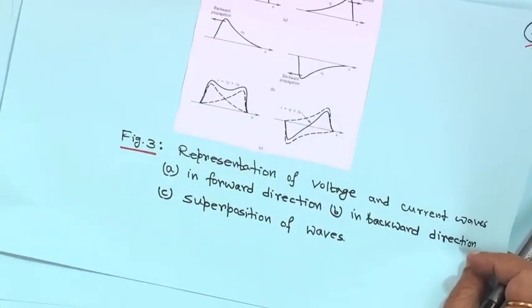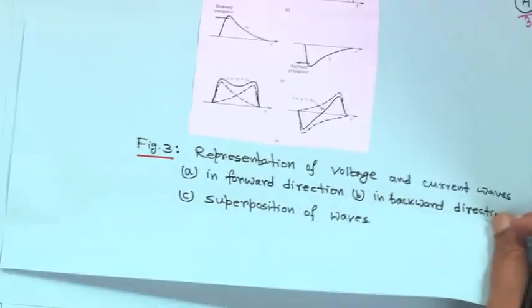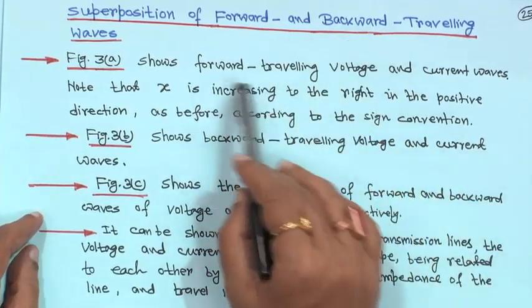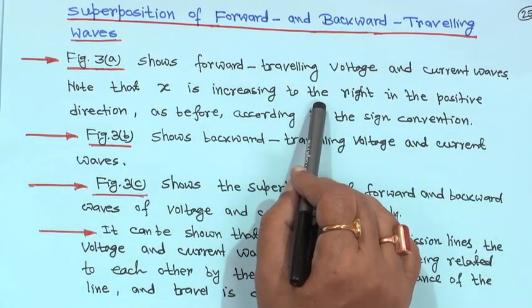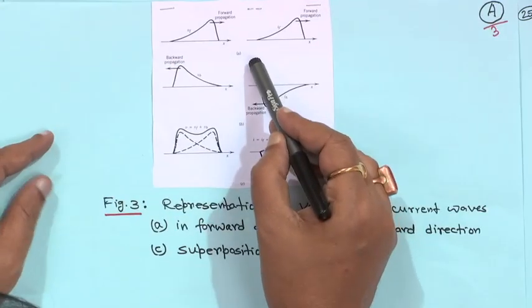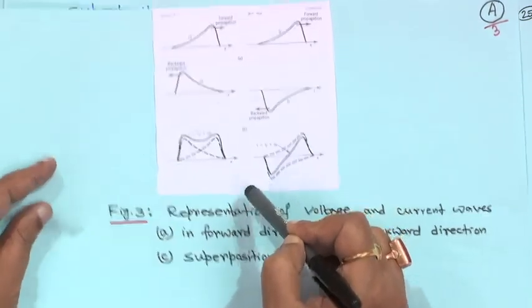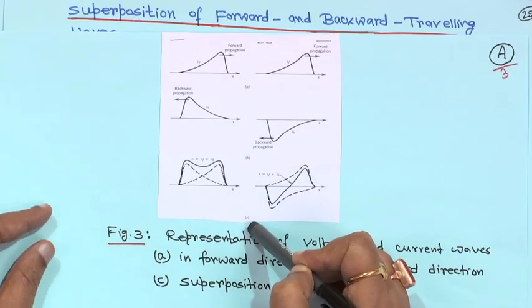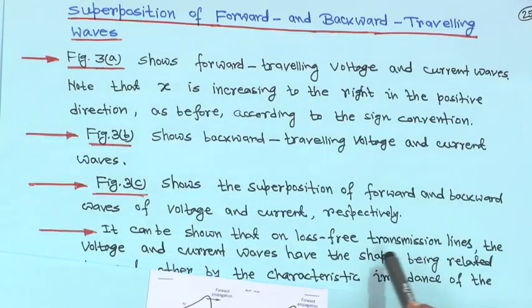Now, this is the superposition. Figure 3a shows forward travelling voltage and current waves. This is figure A, figure B and figure C.